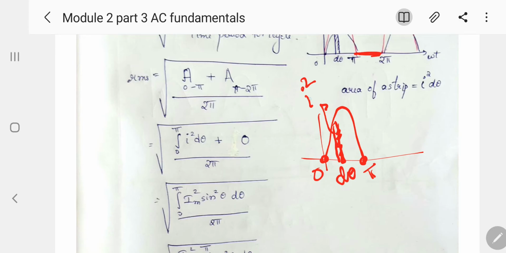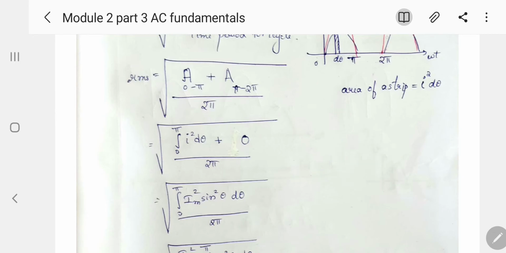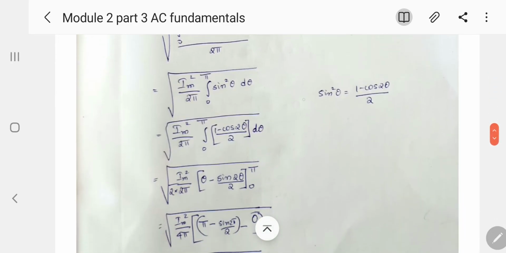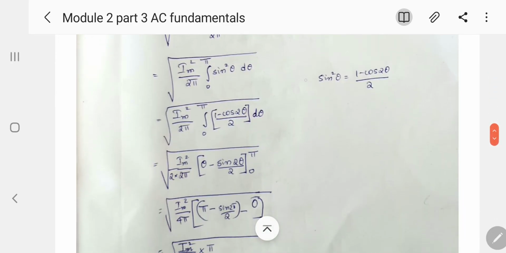Now instead of i, we are going to substitute Im sin theta. So you will get the equation as the integral from 0 to pi of Im squared sin squared theta d theta, whole divided by 2 pi. Now you can see here, root of Im squared divided by 2 pi. These are constants, so we can take them outside, and the remaining term becomes Im squared by 2 pi, integral 0 to pi of sin squared theta d theta.